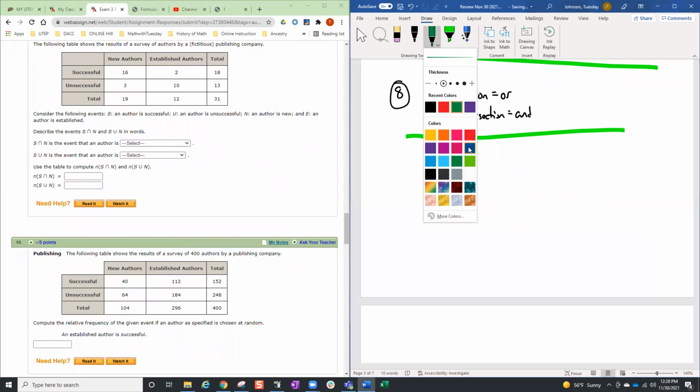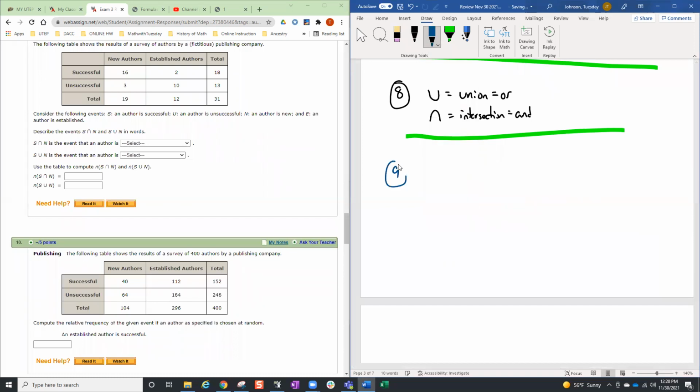Bring it back to some standard colors here. Black, blue, purple.